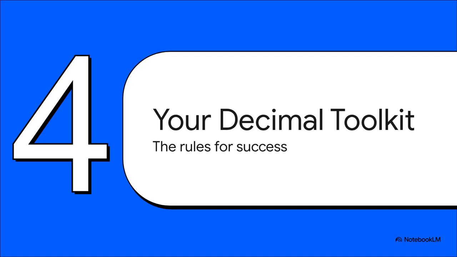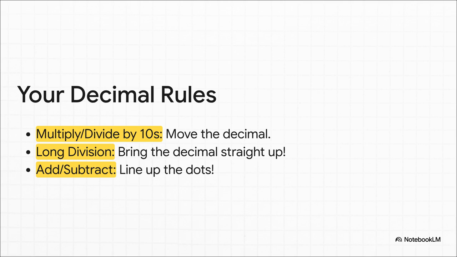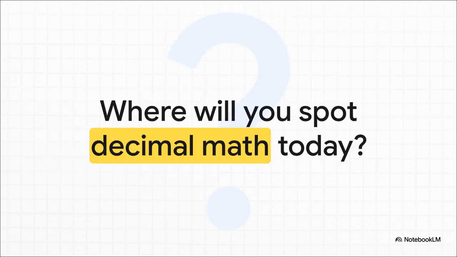So there we have it. We have walked through and solved every type of problem on that page. Let's do a quick recap of the powerful new tools you have in your decimal toolkit. Here are the keys to the kingdom, right here. If you're multiplying or dividing by powers of 10, just move the decimal. For long division, your first move is always to bring that decimal straight up into your answer. And for any adding or subtracting, the golden rule is to line up those dots. That's it. Three rules and you're good to go. You have officially cracked the code on decimals.